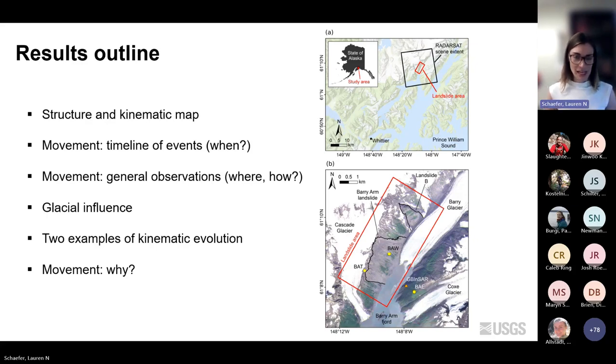And then finally, I know I can't get away without talking about why, although I will say that there is a lot more work that should be done to describe the why this landslide is moving.